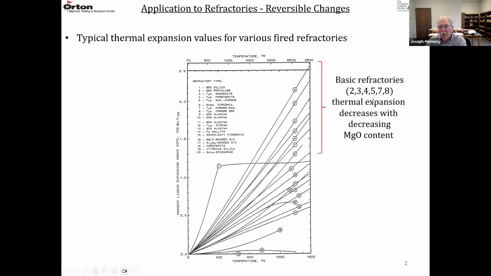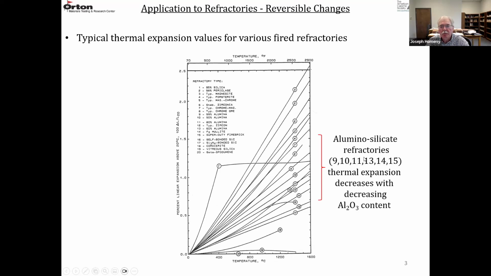So the basic refractories on this chart are 2, 3, 4, 5, 7, and 8. And if you look at these, the thermal expansion decreases with decreasing MgO content. So 2 is about a 98% MgO material, but as you go down, the MgO content decreases and the thermal expansion decreases. So again, MgO is one of the highest thermal expansion refractories there is.